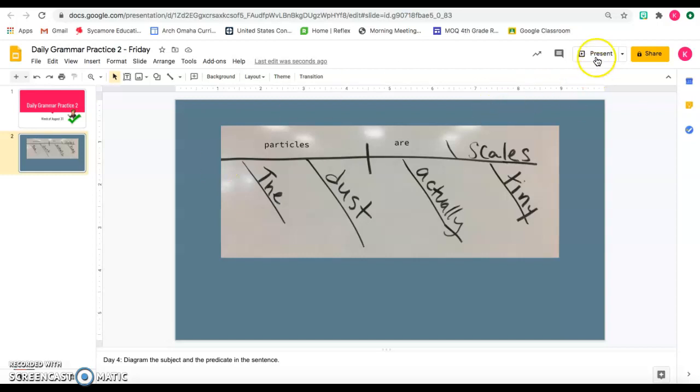So you will go ahead and hit share, and you can share that with me. Or if you just want to use a piece of loose leaf and draw this diagram yourself and write in all of the words for it, you can totally do that as well. Whatever is easiest for you guys, okay?